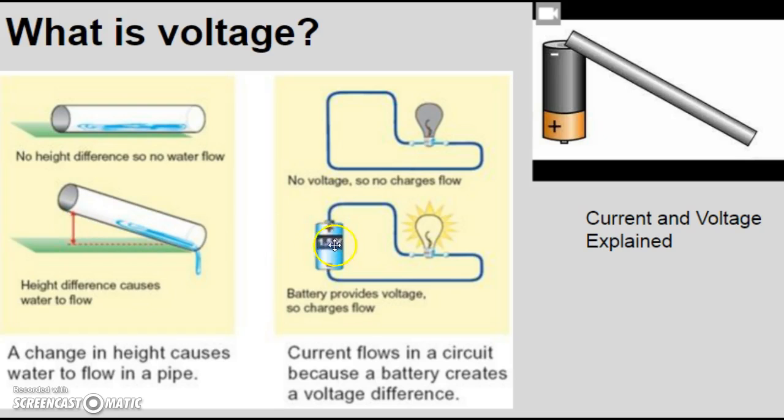Well, it's the same concept of putting a battery here, right? A 1.5 volt battery here provides voltage so charges can flow. That it's the change in height that causes water to flow in a pipe. That current flows in a circuit because a battery creates a voltage difference, and that's the key here. And be sure to watch this video, it kind of goes over it as well.